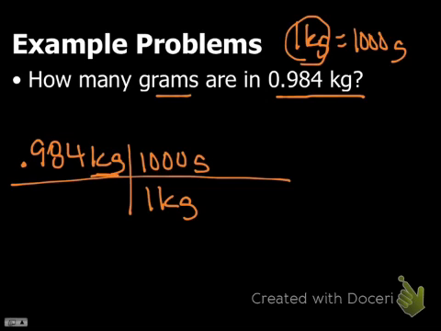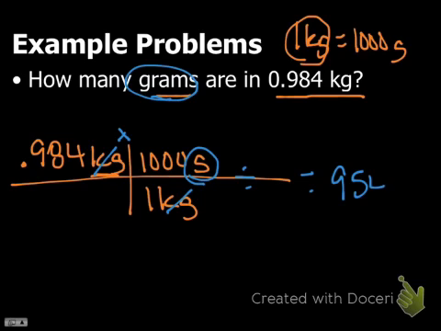So then I can go through and cancel out my units to make sure I've got everything set up the way I want. So kilograms cancels, and then I'm left with grams as my final unit, and grams is what the question was asking me to find. So now I'm going to multiply going across, divide top to bottom. So my final answer here is 954 grams. And again, our last step, like we said, we're going to check for sig figs.